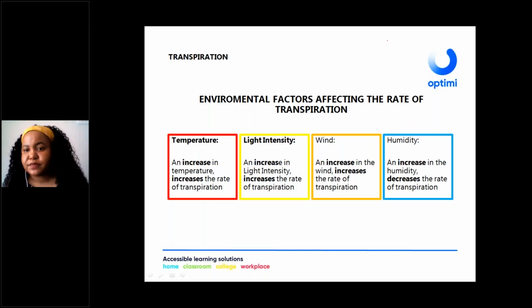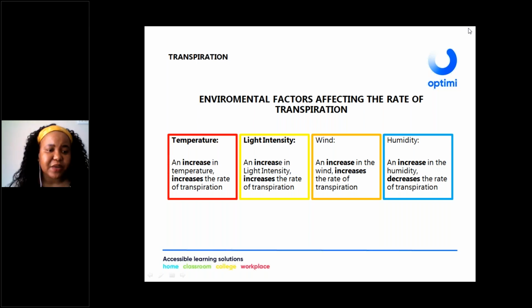All right, so there are certain factors in the environment that affect the rate of transpiration. So that affects how quickly a plant transpires or how slowly the plant transpires. So there's a couple of environmental factors that affect the rate of transpiration. Okay, the first one that we're going to be looking at is humidity, which you find in that blue block over there.